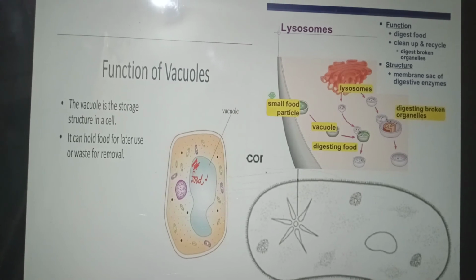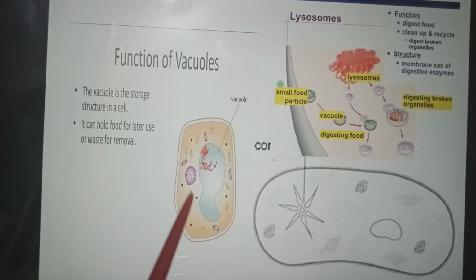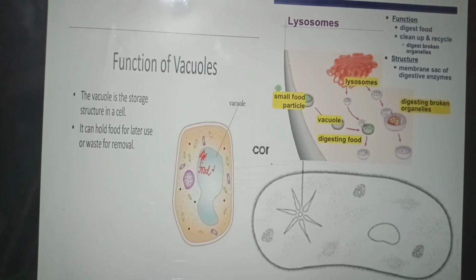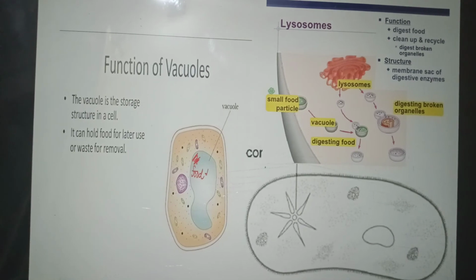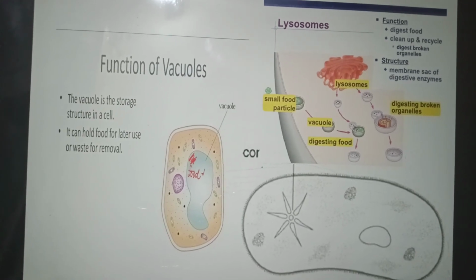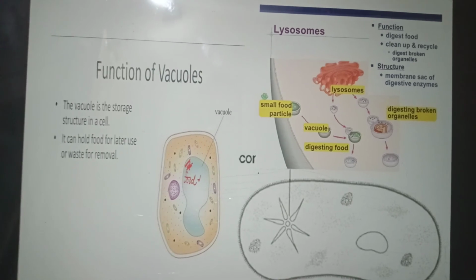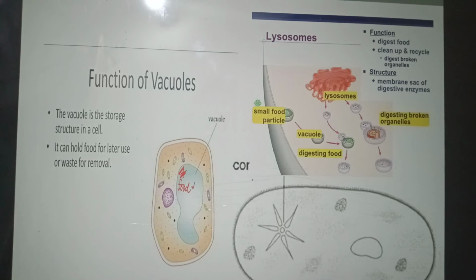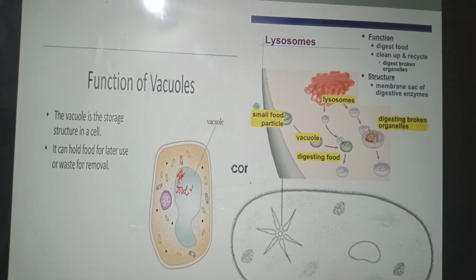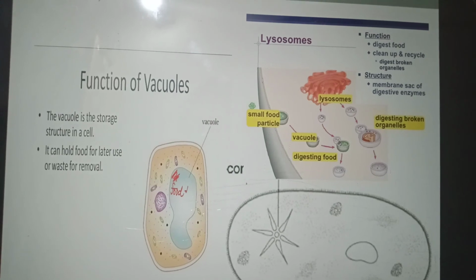Next one is vacuoles. These vacuoles are fluid-filled, single membrane-bounded organelles. Cells have many small vacuoles in their cytoplasm. However, when a plant cell matures, its small vacuoles absorb water and fuse to form a single large vacuole in the center. A cell in this state becomes turgid.